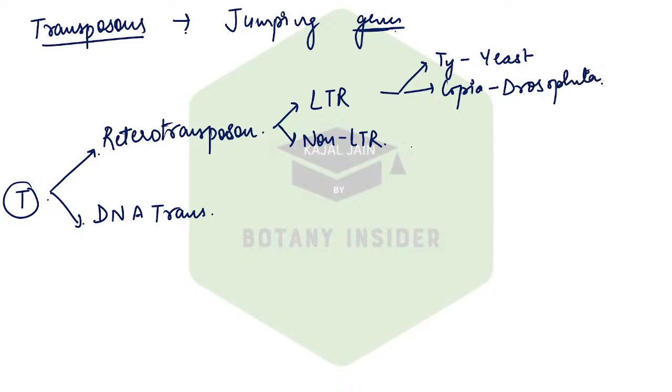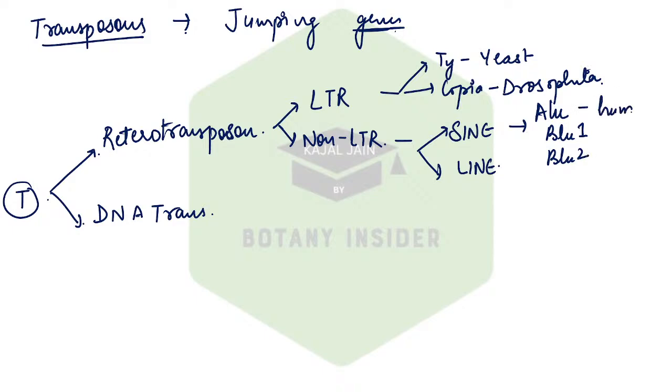The non-LTRs again have two subclasses. One is your SINE, the other one is LINE, right? In the SINE, there are three examples. One is your ALU, the other one is B1, and then you have B2. ALU is found in humans, and B1 and B2, these two are found in mice.